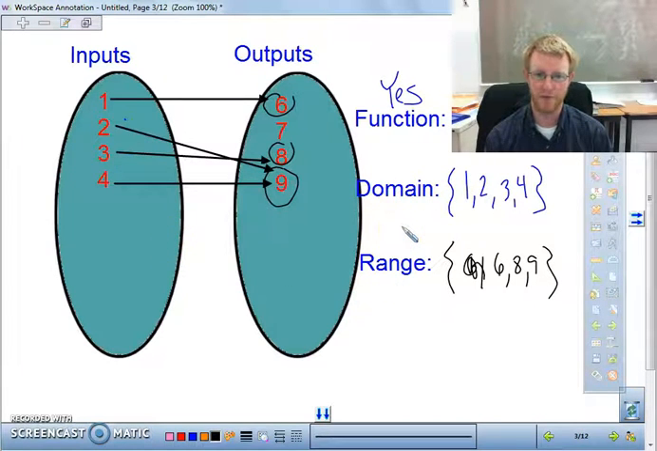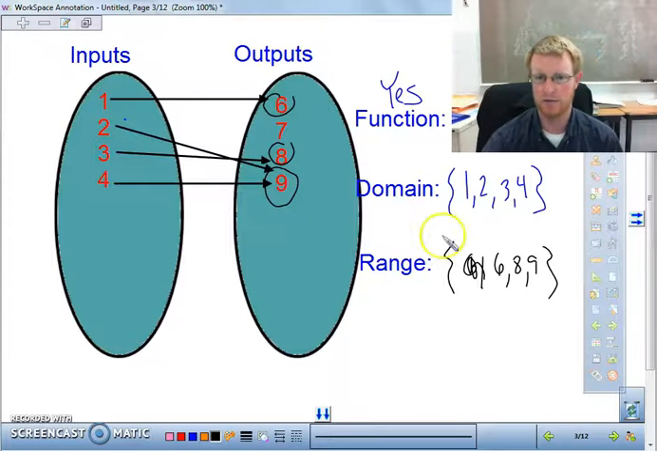Now, when we deal with actual functions, it encompasses more values. That's why you see things like x is greater than 0 or y is greater than 0, stuff like that. So let's move on.